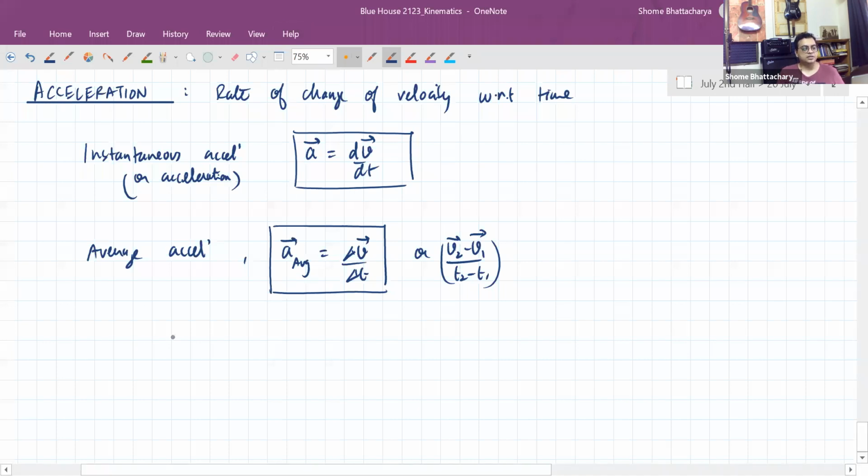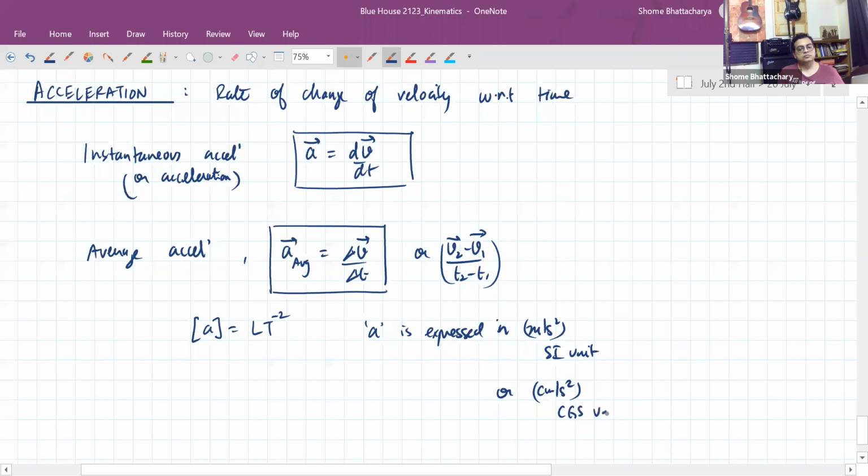Okay, so dimensionally, you can see that acceleration has the dimension of length per unit time square. Okay. So acceleration is expressed in meters per second square in SI unit system, or centimeters per second square in CGS system. And we can use all sorts of hybrid or non-standard units like kilometer per hour square or kilometers per minute square or whatever. Okay. Not really important.